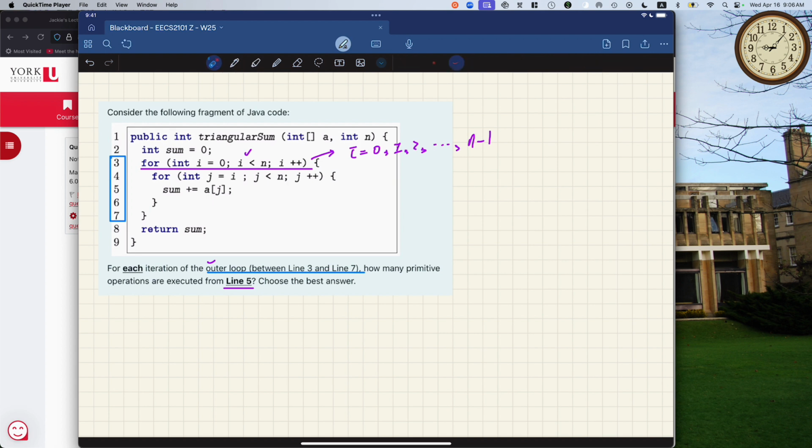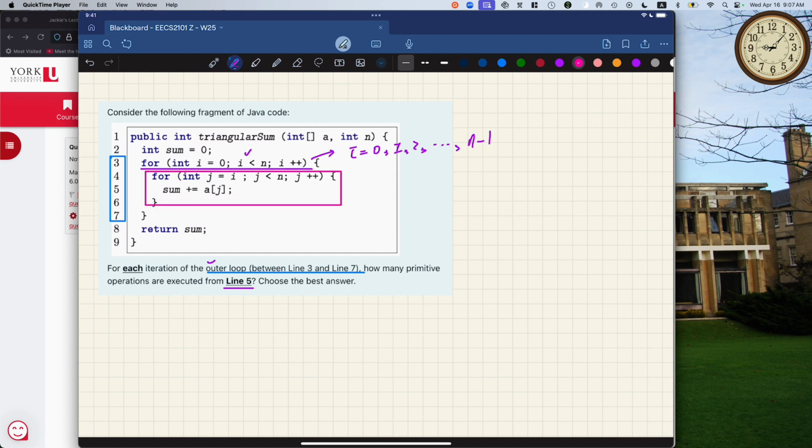We are not really counting all the primitive operations added up together for all the iterations. The question is asking just for each iteration, just for the particular one. So what you really got to look at would be basically this one over here. Okay, that's what you want to look at.